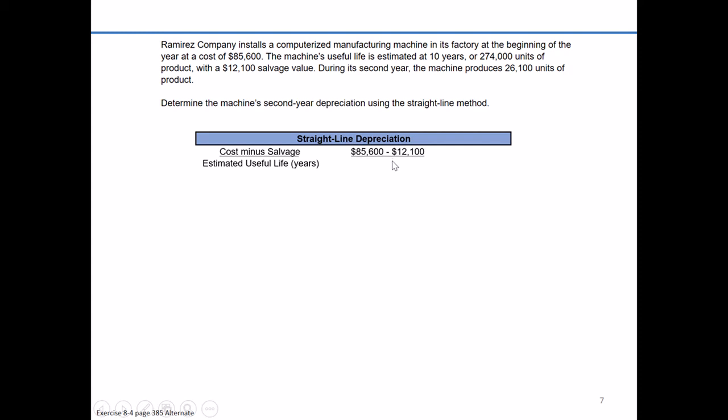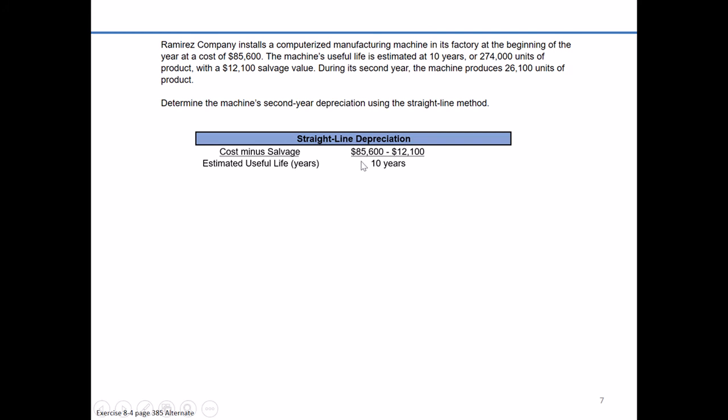We're going to divide that by the estimated useful life. That's something we're going to have to approximate: how long we think we're going to be able to use this in operations. And it indicates here that we're able to use it in operations for 10 years, so we'll divide it by 10.